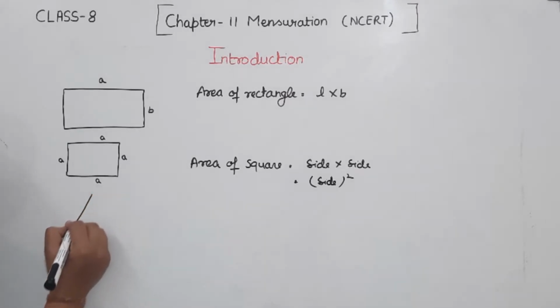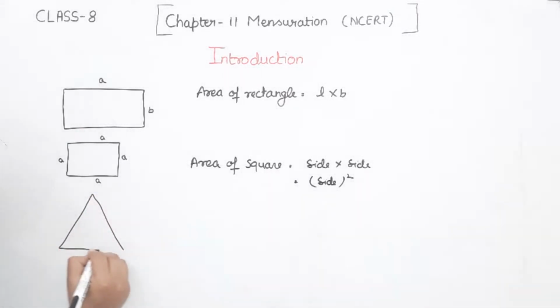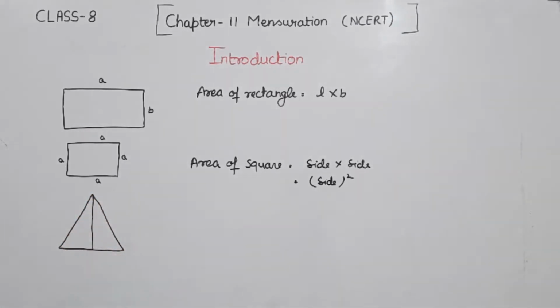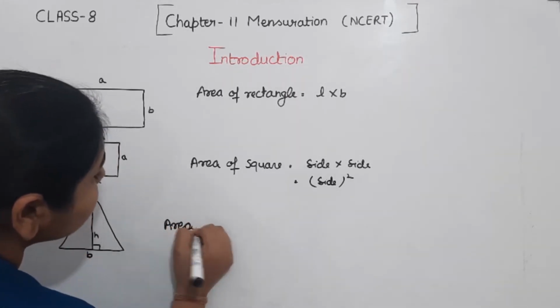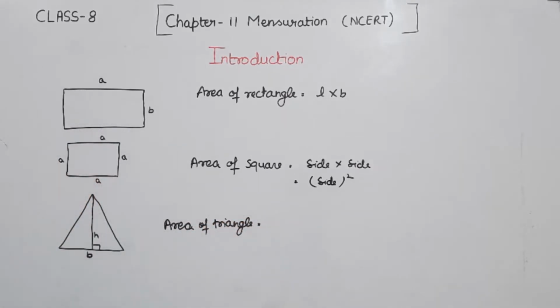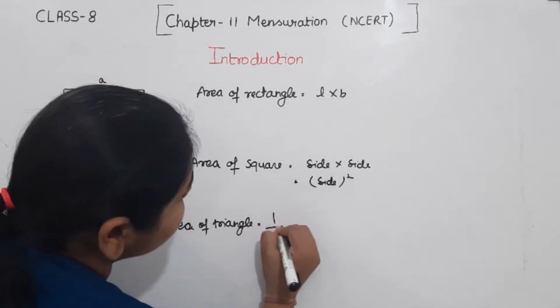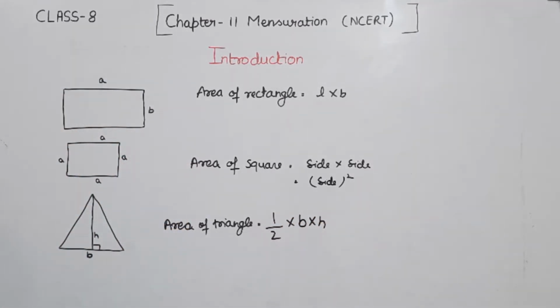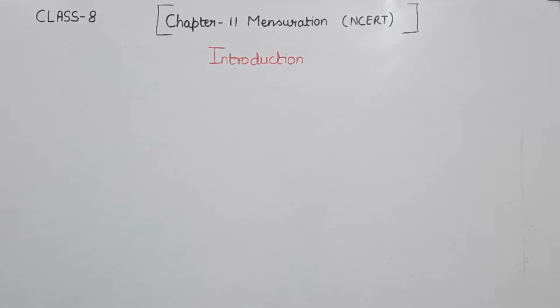Next one we are having the triangle. This is the base we are having, and this is the perpendicular we are having. Now this is the angle of 90 degree. This is the height, and this is the base we are having. So we have to find the area of triangle. So area of triangle is equal to half into base into height. This is the area of the triangle. Now comes to the next figure.